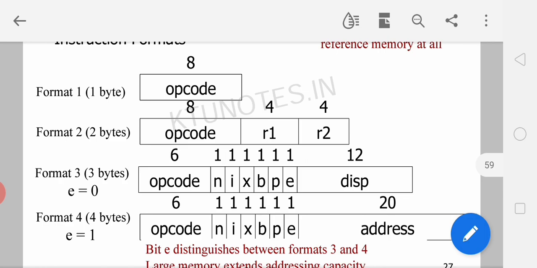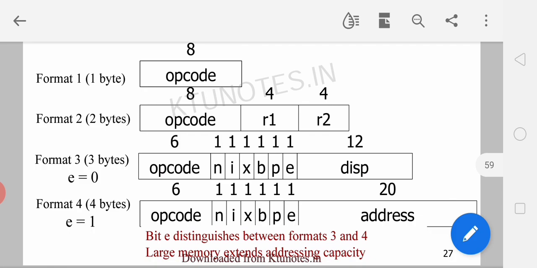Okay, then in format 2 we have another 2 registers: R1 is register 1, R2 is register 2, and some values will be stored in R1 and R2. Each register uses 4 bits for storing values, 4 bits for register 1 and 4 bits for the other register. So total 2 bytes.